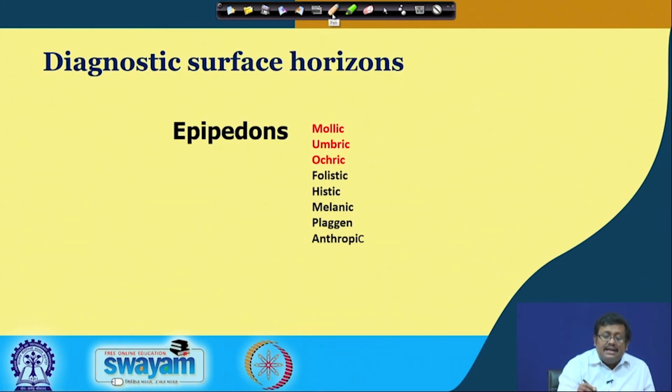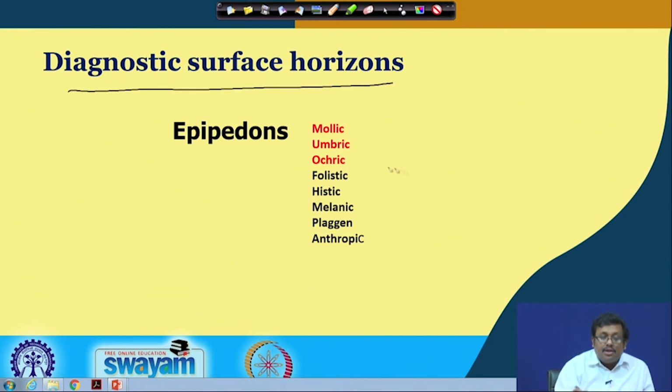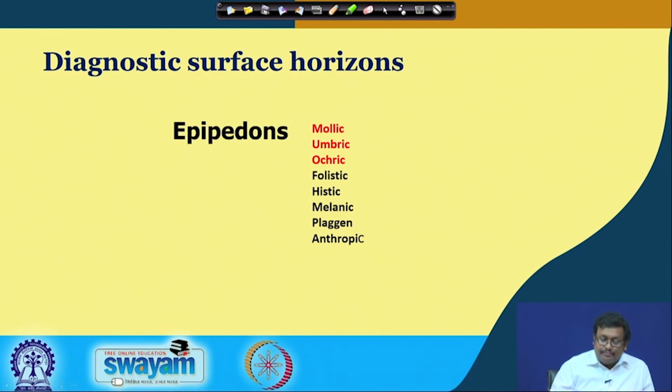As you can see here, I have listed diagnostic surface horizons or Epipedons. There are 8 different diagnostic surface horizons: mollic, umbric, ochric, plaggen, histic, melanic, plaggen and anthropic. Among these, mollic, umbric and ochric I highlighted in red because they are found with more frequency than others. Let us discuss them one by one to know their individual properties.